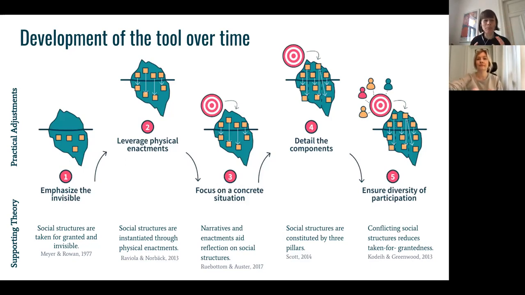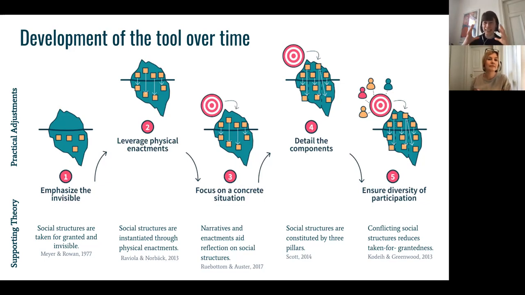Firstly, we understood from theory that social structures are mainly taken for granted and invisible. And that led us to use the metaphor of the iceberg to help focus people on what happens below the surface of the water, what you typically can't see within service settings. And we tried to do that to get them to identify the invisible social structures. It was quite challenging to just go straight to those invisible components. So through that learning, we went back to the literature and understood that actually these invisible aspects are manifested and instantiated through physical enactments. So then we started to begin our process with a focus on the physical enactments of service settings and using them then to inform the invisible components of social structures.